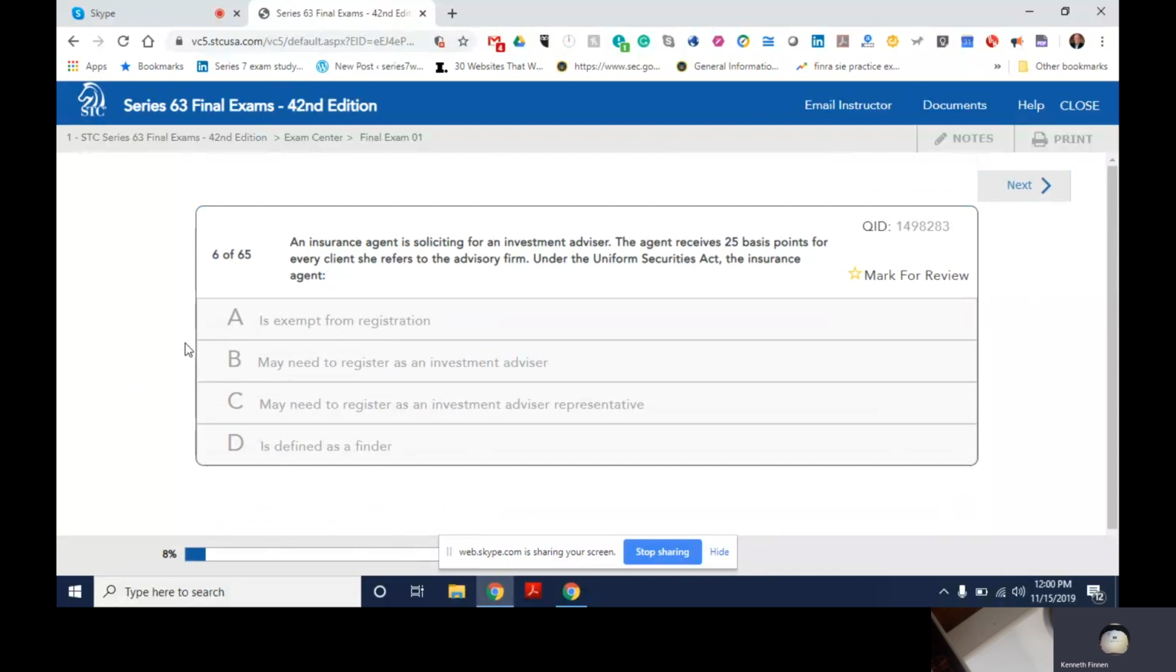May need to register as an investment advisor representative. Is defined as a finder. So he's not a finder. Finders find clients for broker-dealers. They have to be registered.